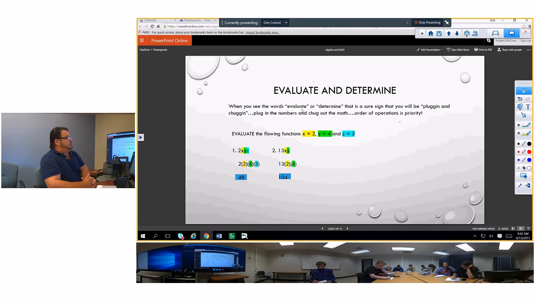So if you're given directions, evaluate the following functions. X is equal to 2, Y is equal to 4, Z is equal to 3. That means wherever you see something, you're going to plug those numbers in. And that's what that means.